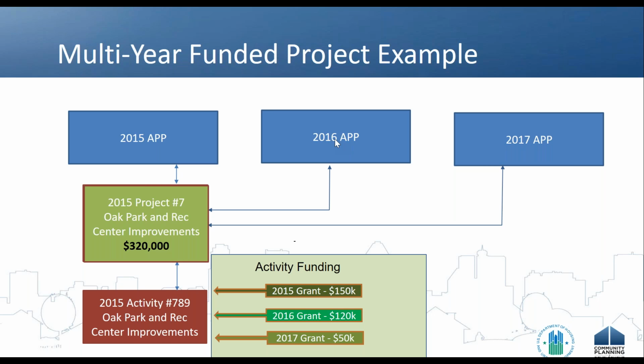Okay, Chris. We have plenty more, but let's look at this one. As an entitlement jurisdiction, if we want to set up a multi-year project, how do we do this in the AP 35 screen?